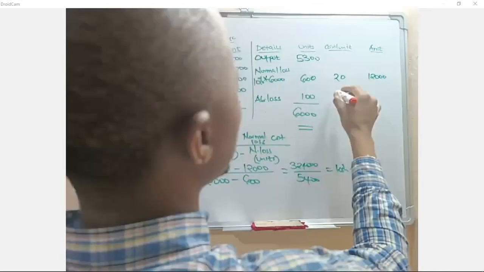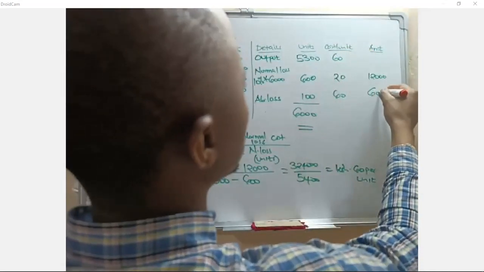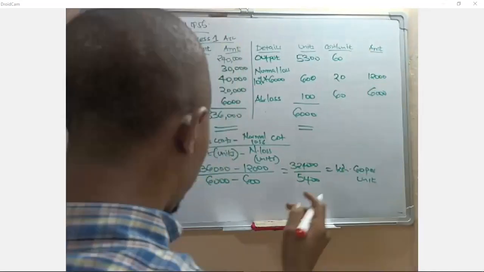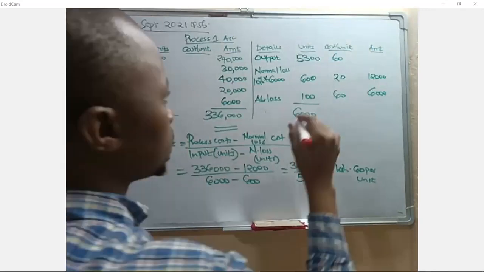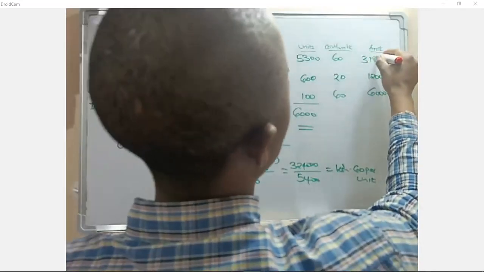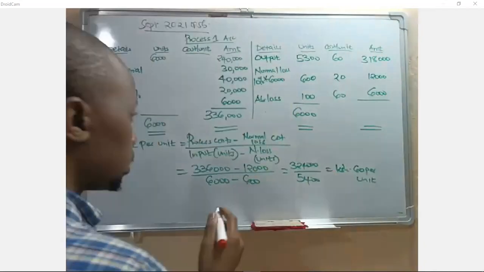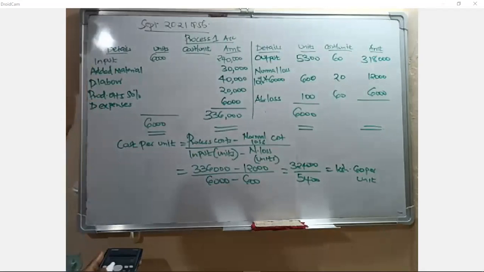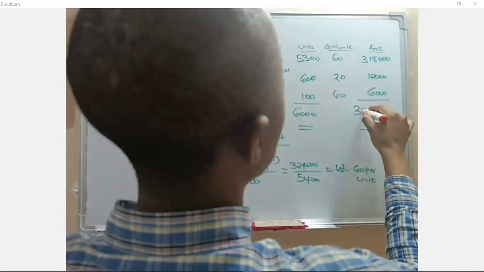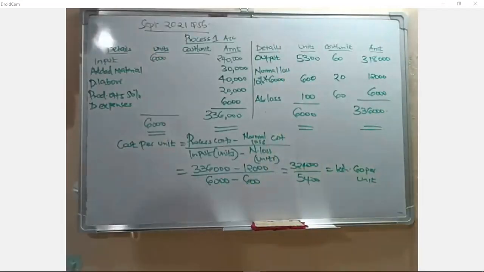So I just place 60 here, and also here 60. So this translates to 6,000. How much is the first one? 5,300 times 60, getting 318,000. So what is the total here? 318,000 plus 12,000 plus 6,000. This translates to 336,000. That is how you do it.